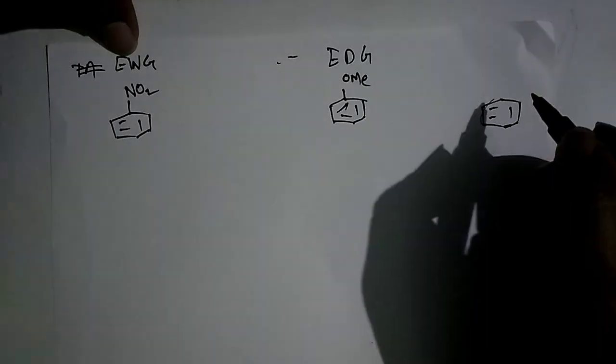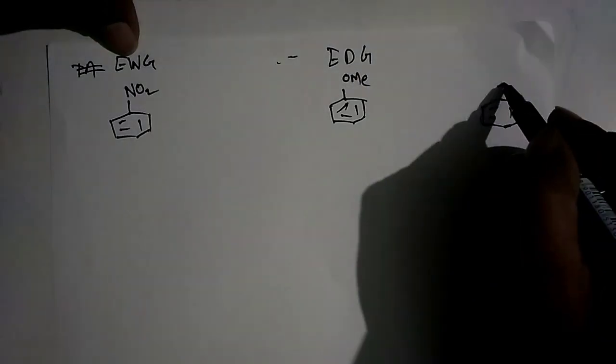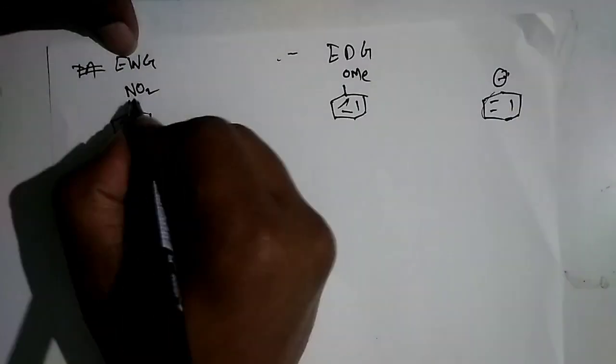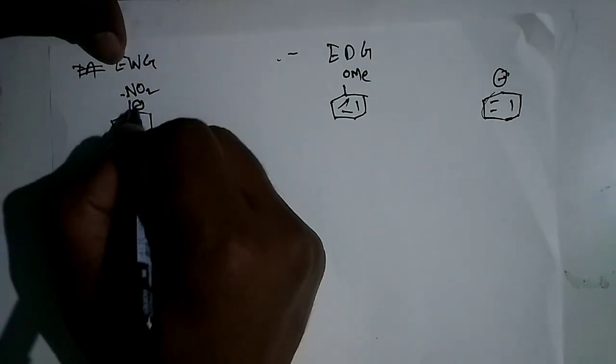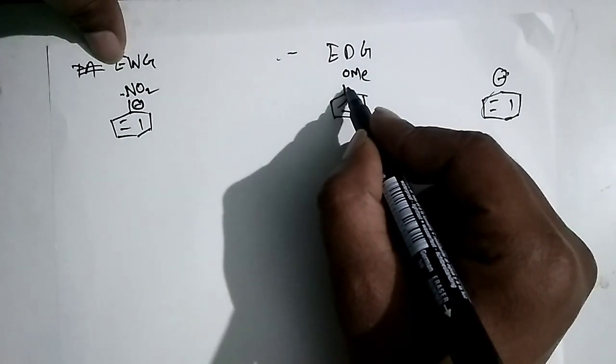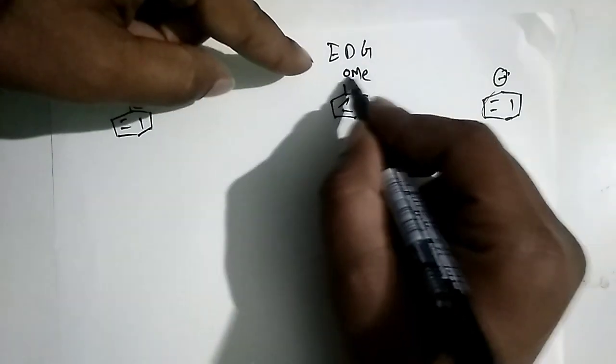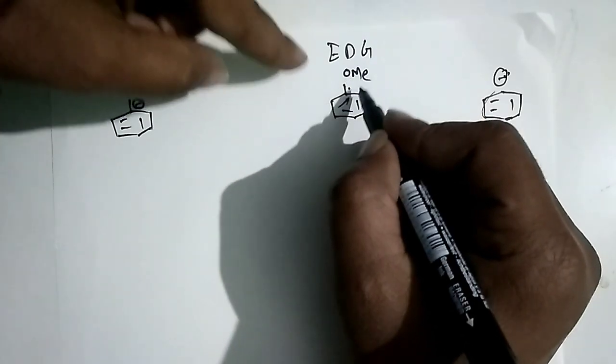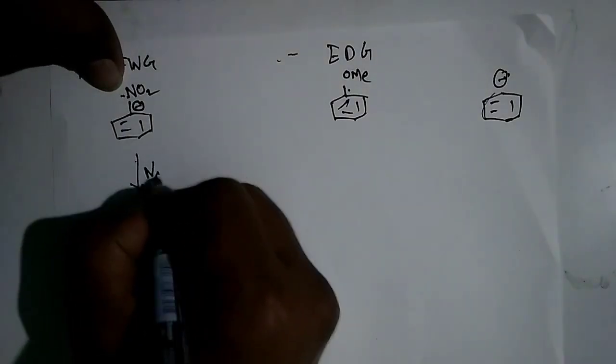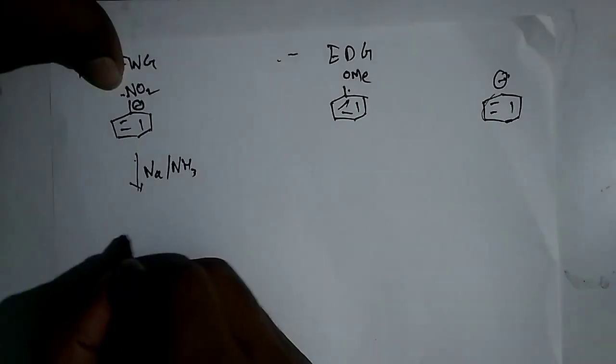For simple benzene, all 6 carbons are the same, so at any carbon you can form your anion. But in these cases, if an anion is being formed here, the electron withdrawing group will stabilize it, and if that anion is being formed here, then this won't be able to stabilize it, rather it will destabilize it.